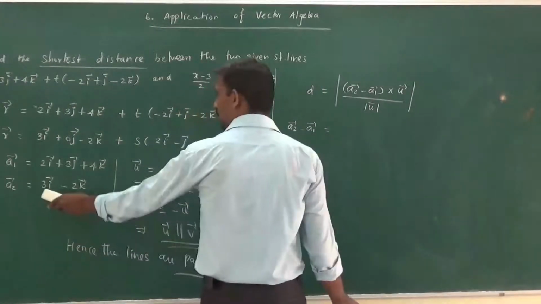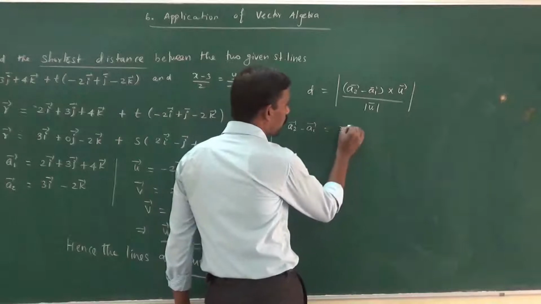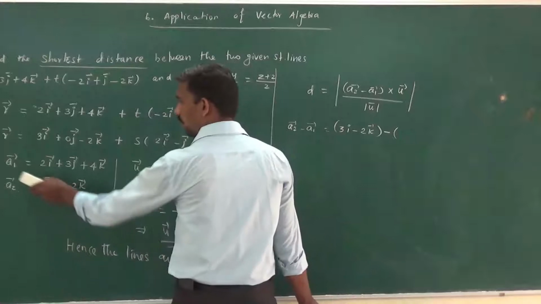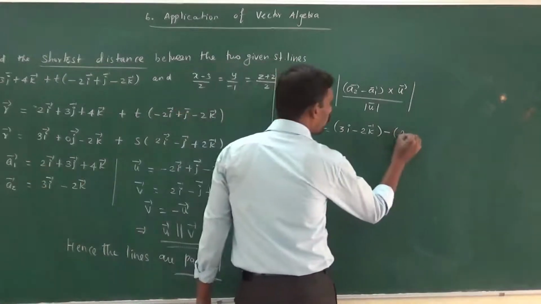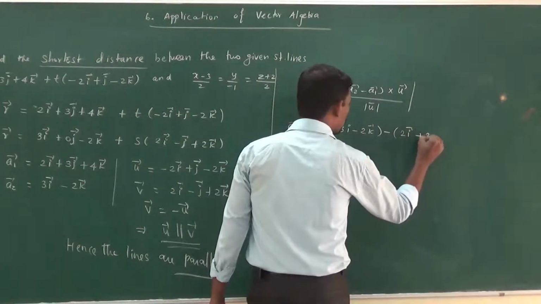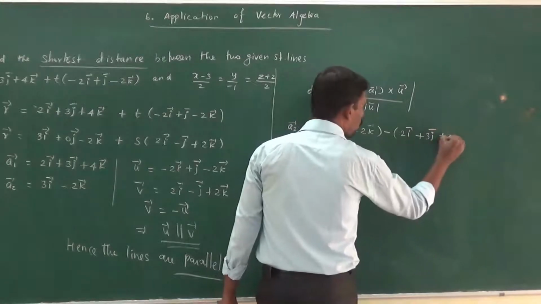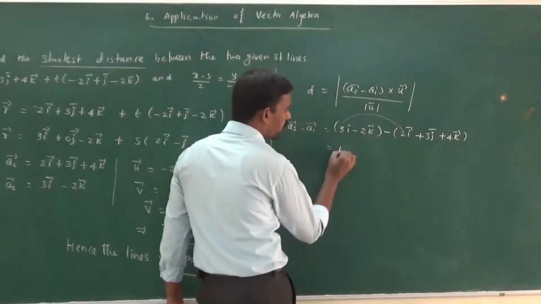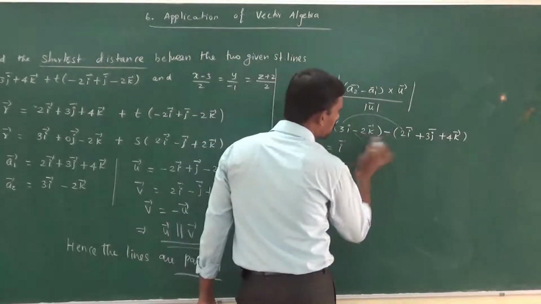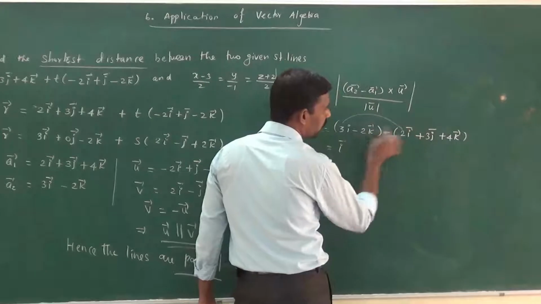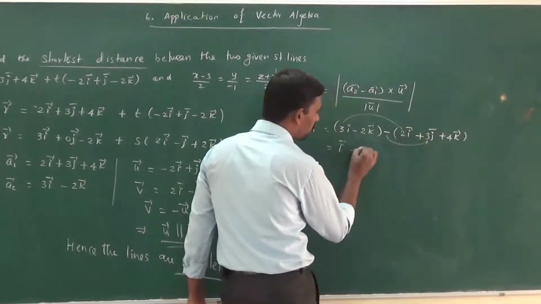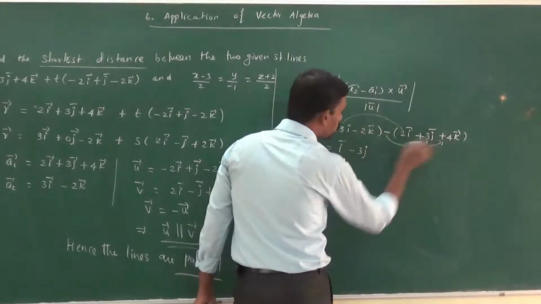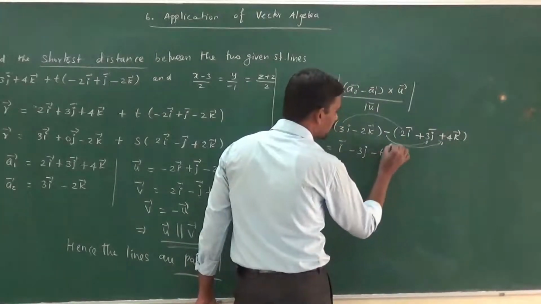What is a2 here? 3i vector minus 2k vector, minus a1 vector, 2i vector plus 3j vector plus 4k vector. Now 3i minus 2i is nothing but i. There is no j in a2, so you take minus 3j. Minus 2k minus 4k is nothing but minus 6k.